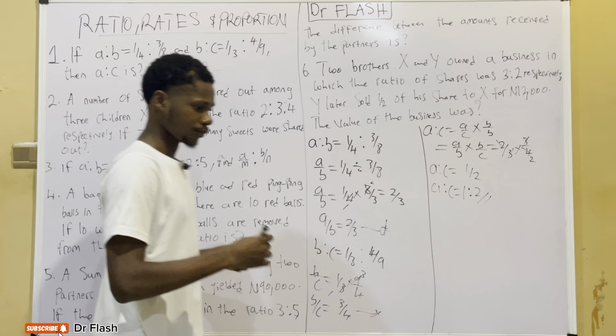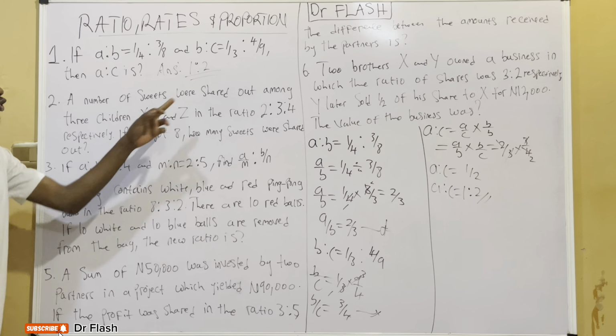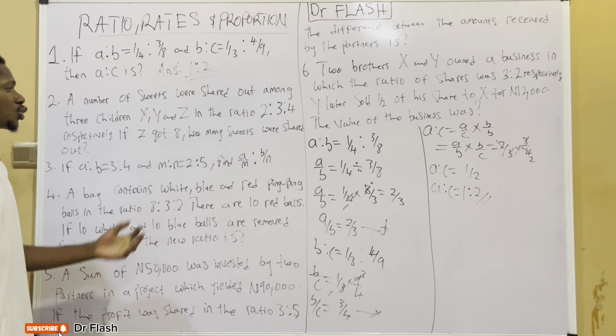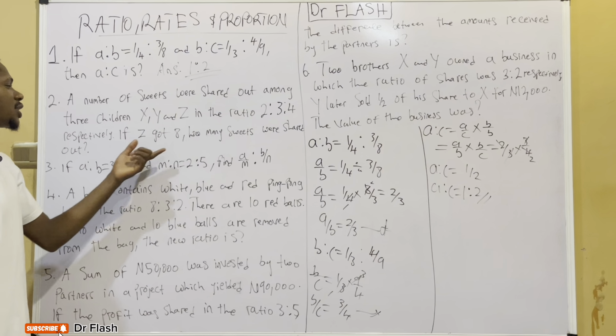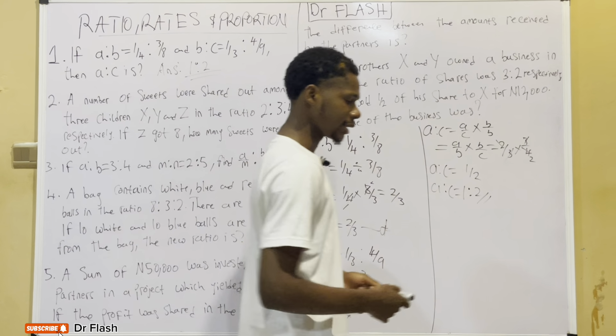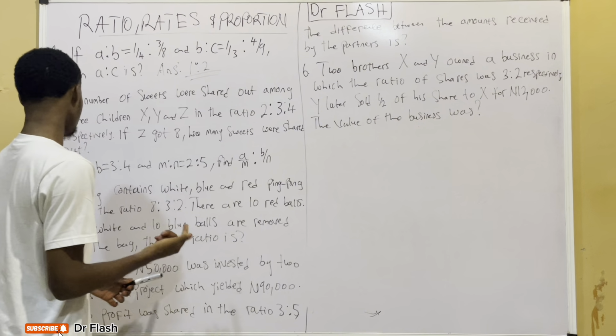Now that was the first question. The next question on our list is, a number of sweets were shared among 3 children, X, Y, and Z, in the ratio 2, 3, 4 respectively. If Z got 8, how many sweets were shared out? Now here is how we solve a problem like this.